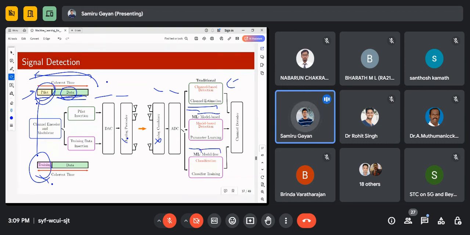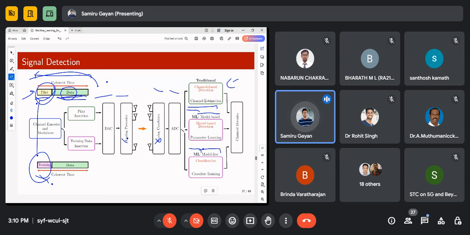In model free, we don't give such things. We just give the input and the output, x and y, and the model should figure out what happens there. That means we give input and output, and it needs to figure out the channel, the noise and everything. So that's the model free one.